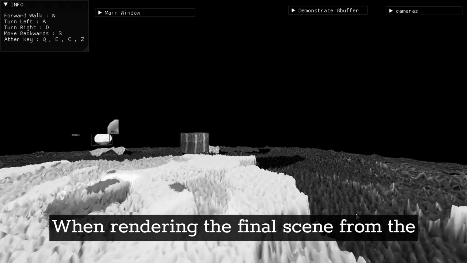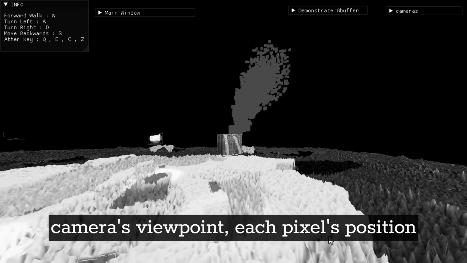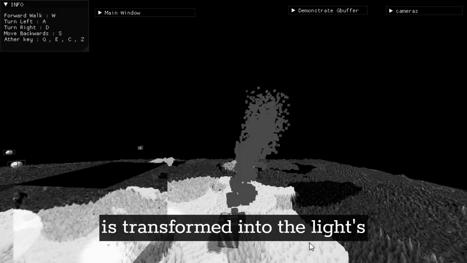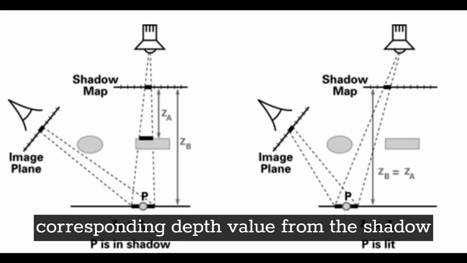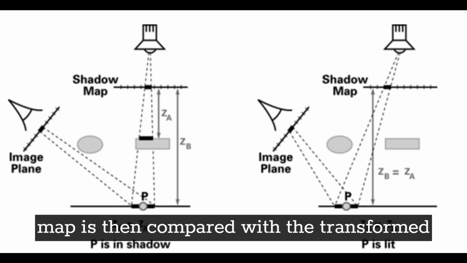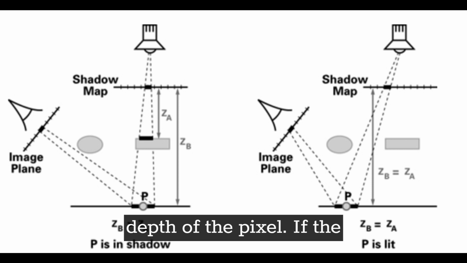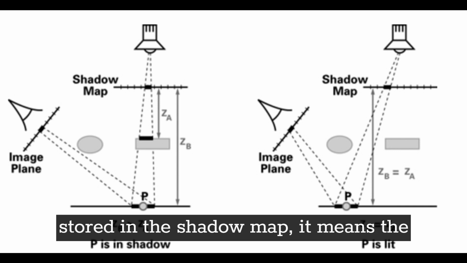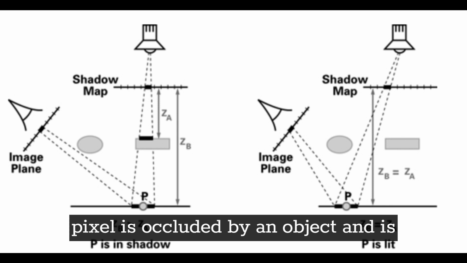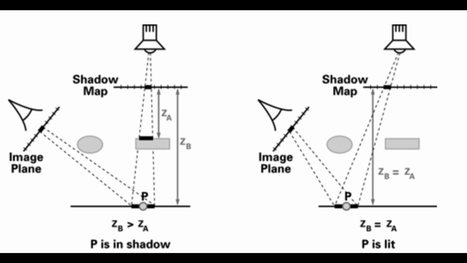When rendering the final scene from the camera's viewpoint, each pixel's position is transformed into the light's coordinate space. The corresponding depth value from the shadow map is then compared with the transformed depth of the pixel. If the pixel's depth is greater than the depth stored in the shadow map, it means the pixel is occluded by an object and is therefore in shadow.